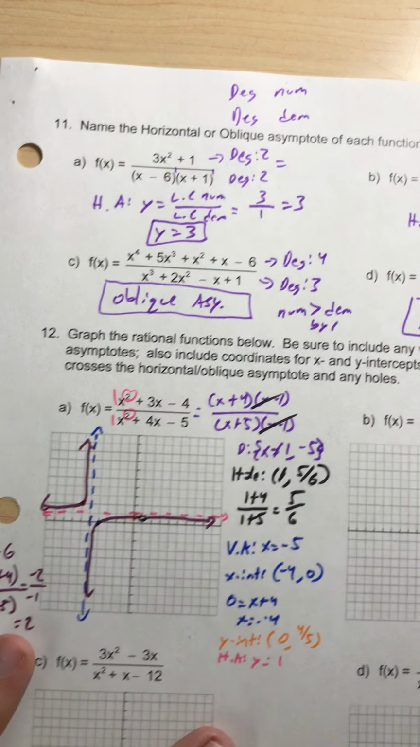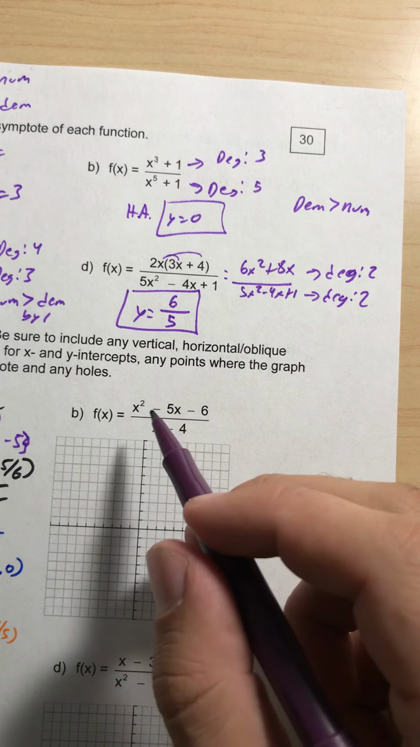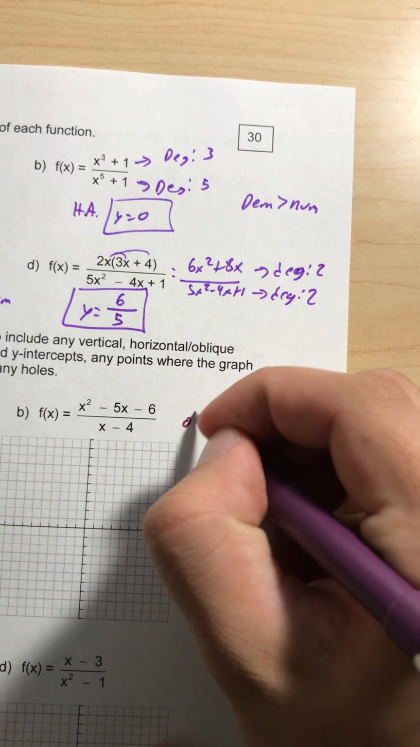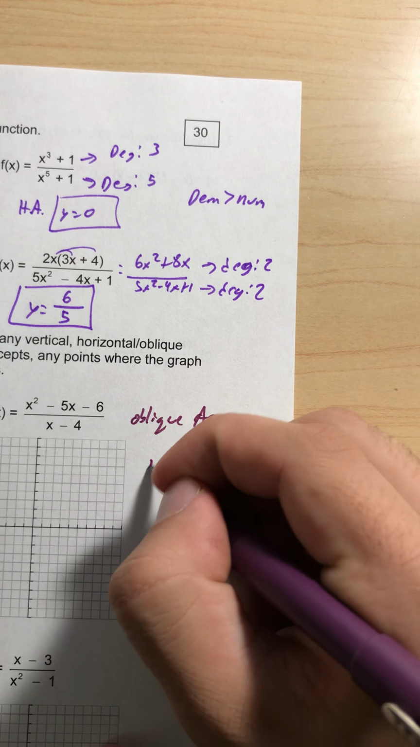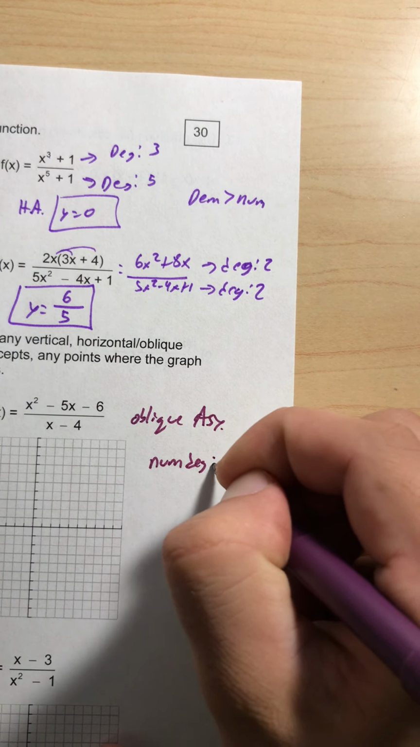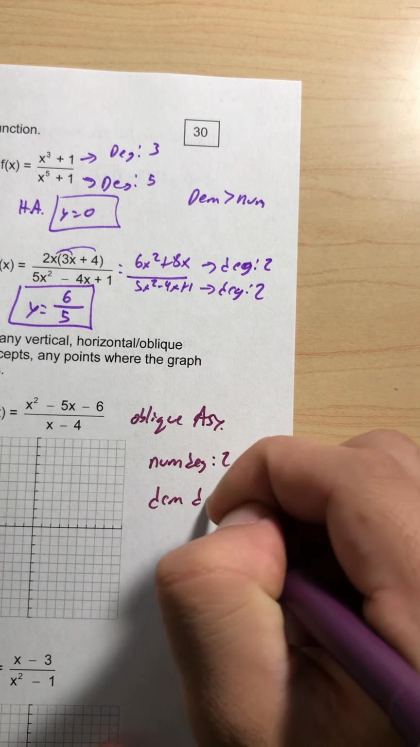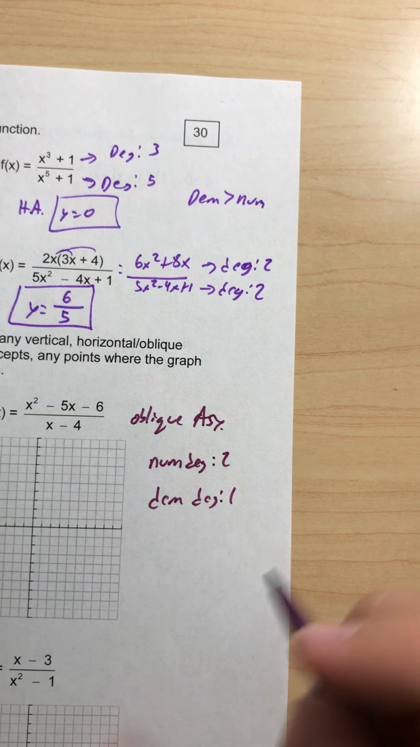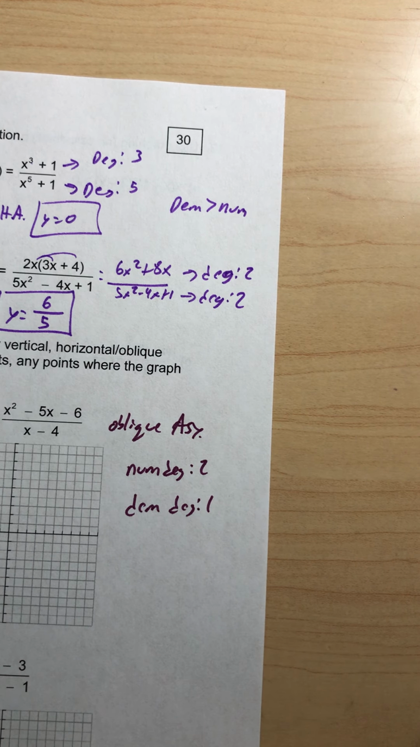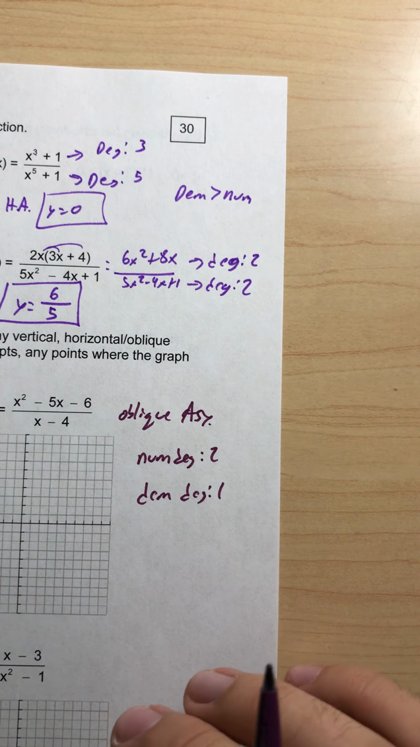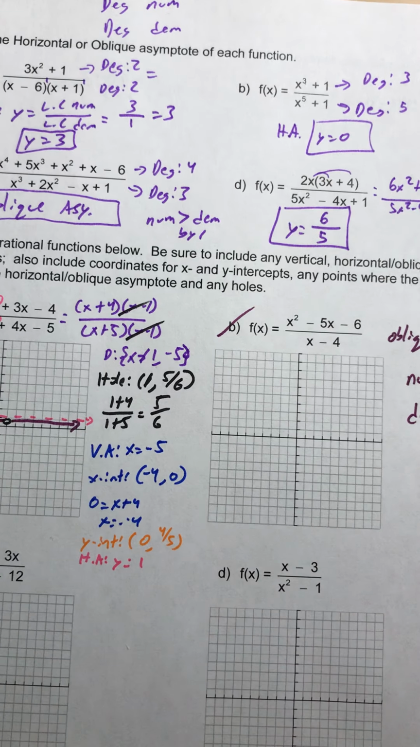So that's A. B, actually, this is going to have an oblique asymptote. That's because the numerator degree is 2, denominator degree is 1. This is one bigger, it's going to be an oblique, so we're not going to graph this one. And we're not going to ask you to graph one with an oblique asymptote on the test either. All right. So we're going to move down to C.